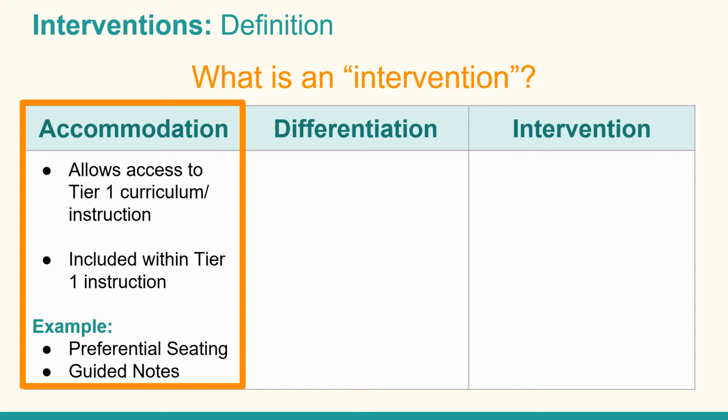An accommodation is something put in place that allows students to access Tier 1 curriculum and instruction, such as preferred seating, guided notes, or a modified task. These things all happen within Tier 1 instruction and simply allow equitable access to grade level material.